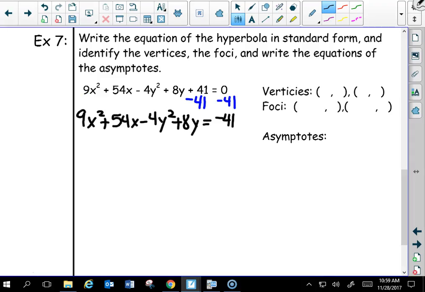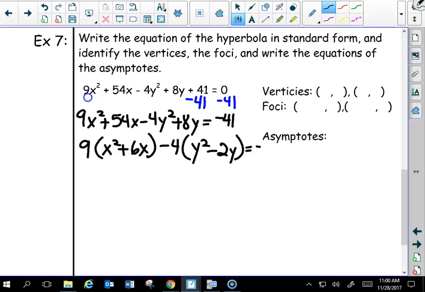So on both the x squared and the y squared, I'm going to factor out a number factor. And it always works out pretty nice this way. 9 goes into 54, 6x times. Okay, so I'm going to complete the square using the 6x and also the negative 2y.